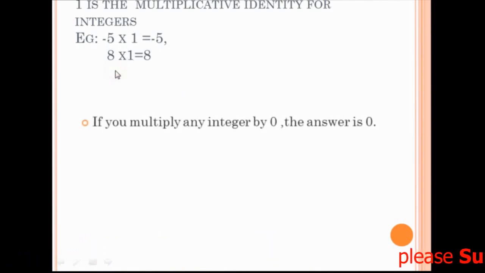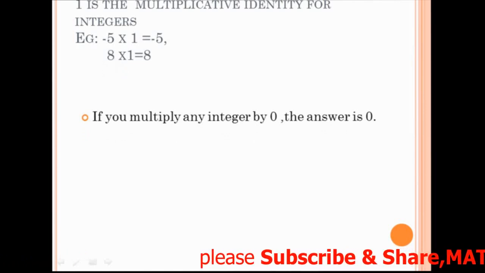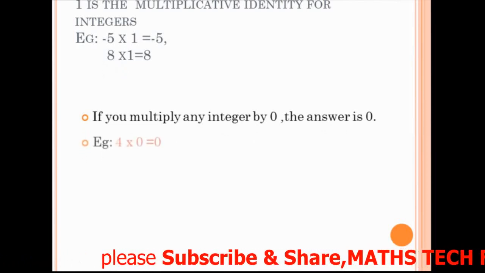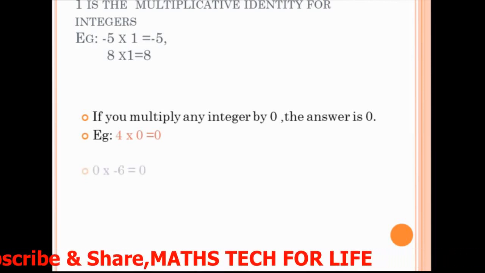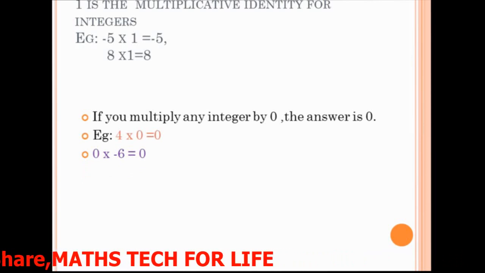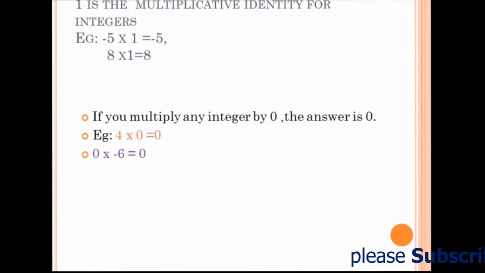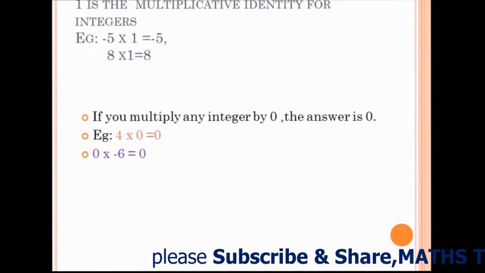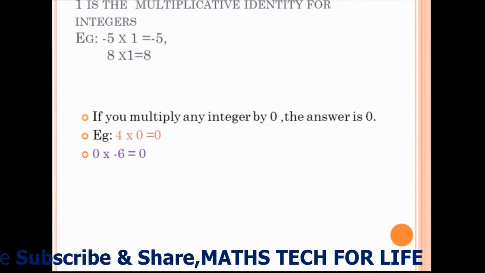Another important thing you have to keep in mind is, if you multiply any integer by 0, the answer is always 0. For example, 4 multiplied by 0 is 0. Then 0 multiplied by negative 6 is 0. Again you can say a lot of examples. If you take any integer and multiply it by 0, you will get 0 itself. And if you multiply it with the multiplicative identity, you will get that number itself.